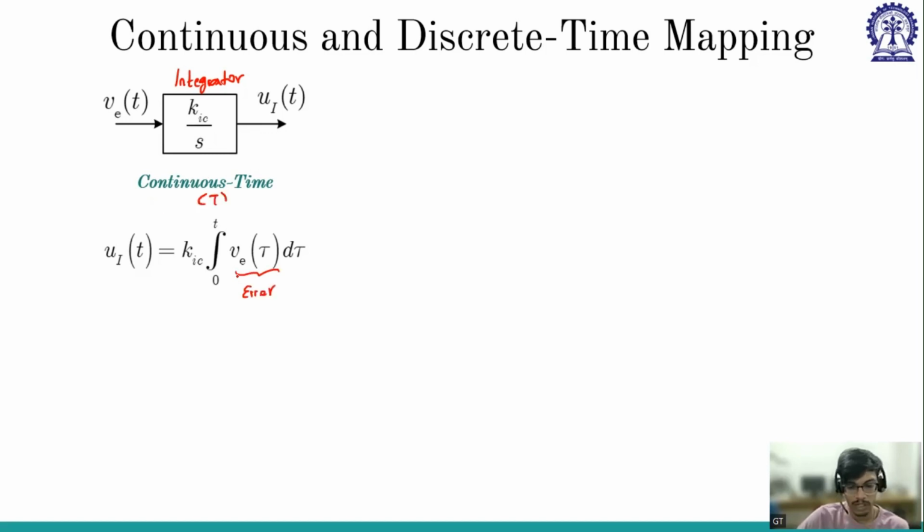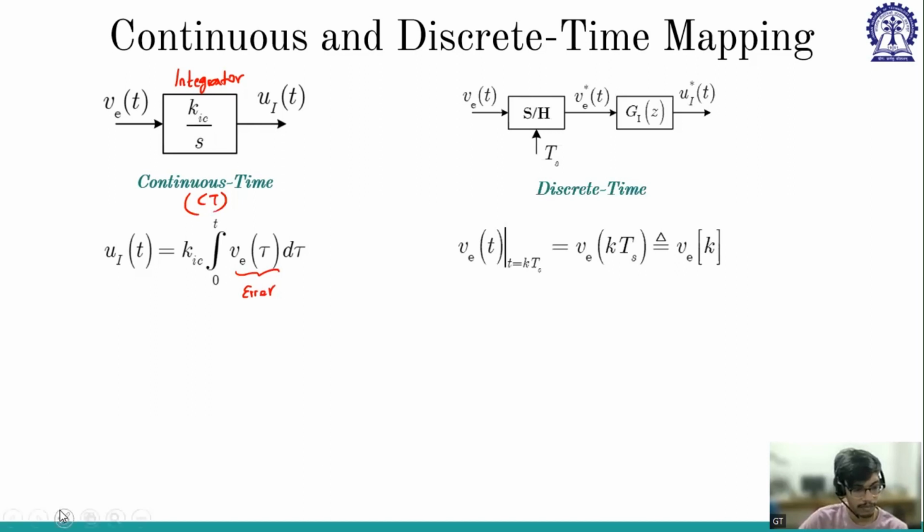Now coming to the discrete time. In discrete time, I am doing the sampling, right? So I will not get VE of t. I will get VE star of t or VE of n. That is going to my digital controller.